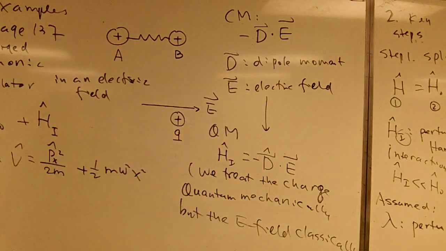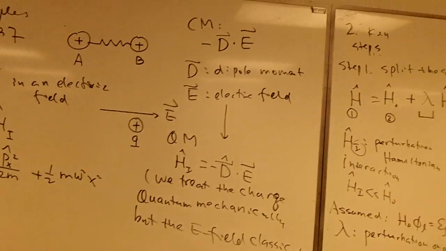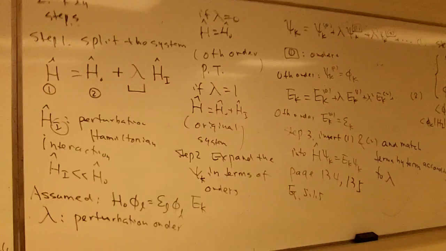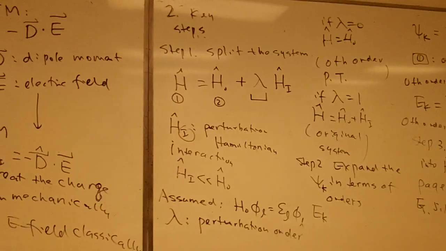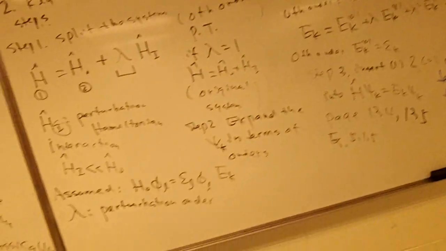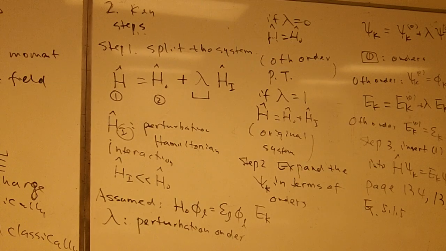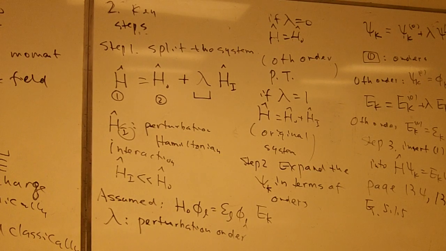So this is the Hamiltonian which we are using. We treat the electric field classically, but the system, or the charge itself, quantum mechanically. So that's the difference which I'm talking about right now. This is the big difference, in the sense that we treat the delta E, also D, quantum mechanically, but E is classical.